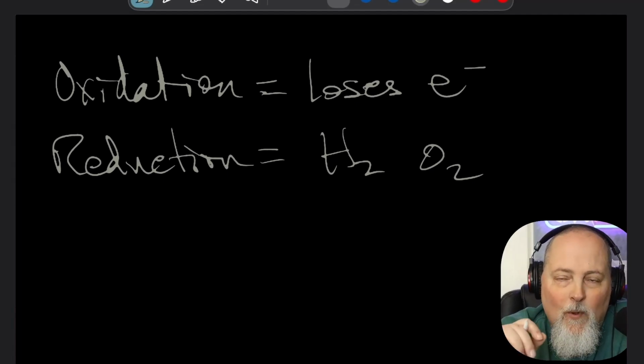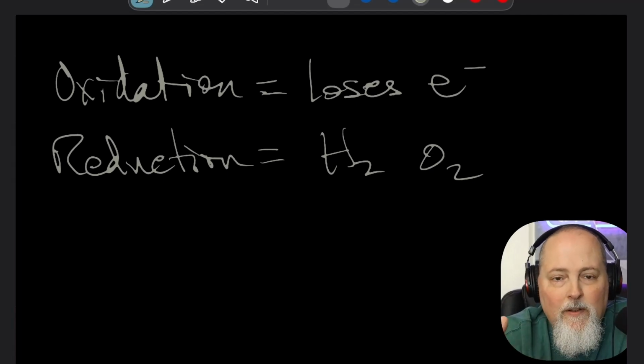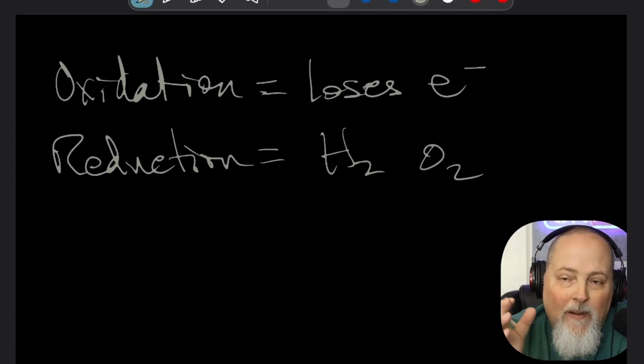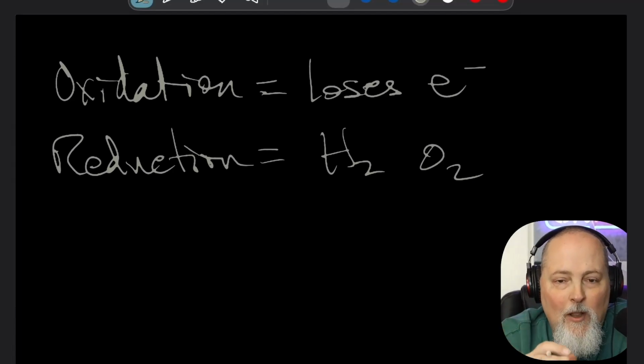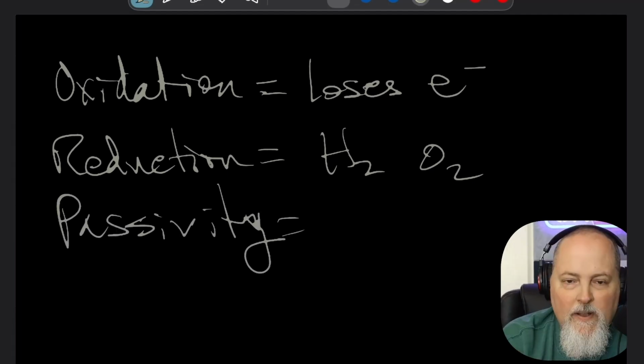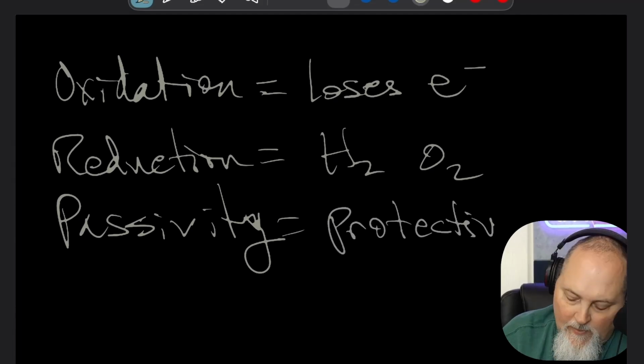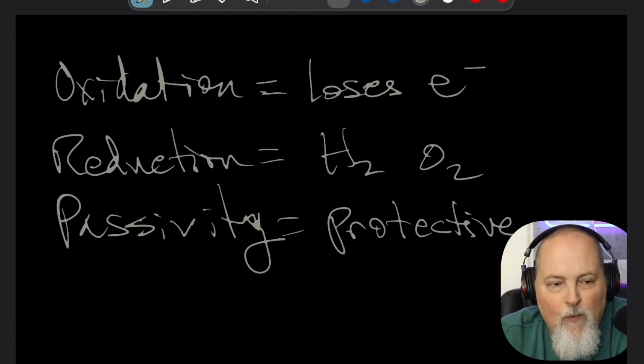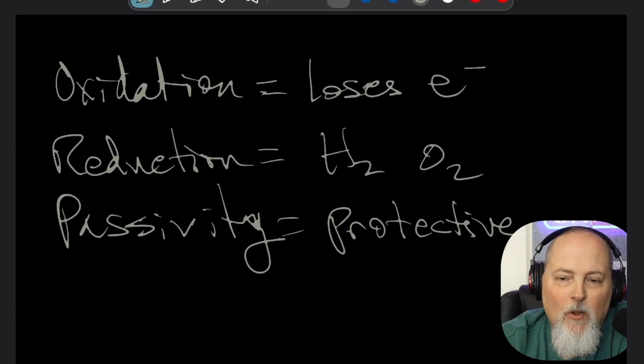And that film actually helps protect the metal from further corrosion, because anything you can do to separate the metal from the environment helps protect it. So oxidation is the damage that occurs. The passivity is the protective condition, the protective layer that forms to protect the metal from further corrosion. It can help slow it from damage.